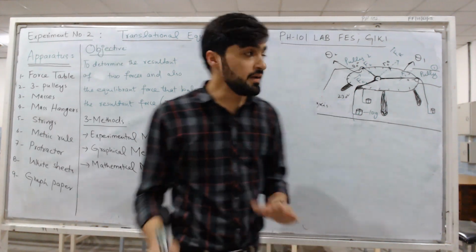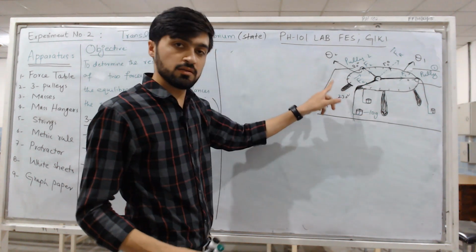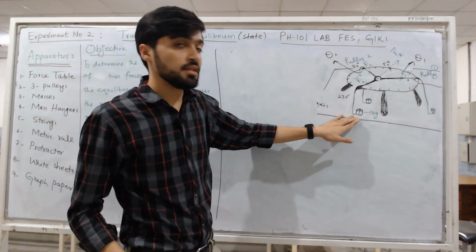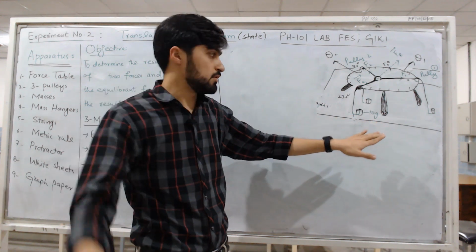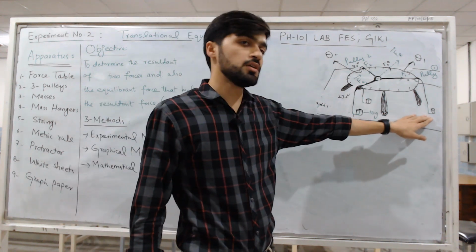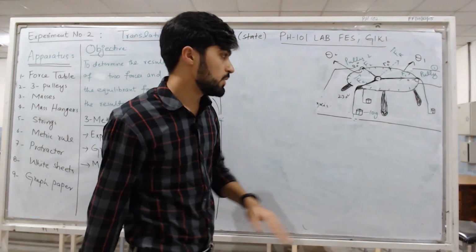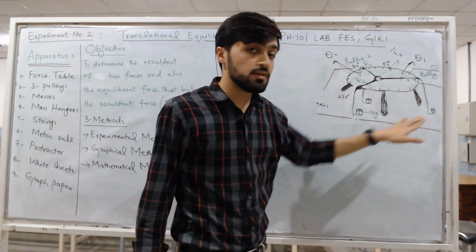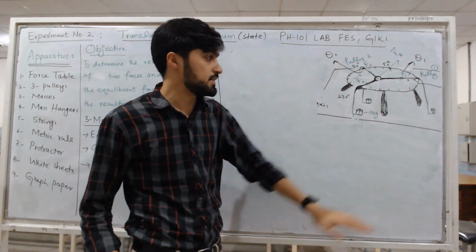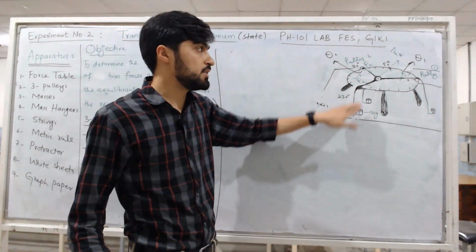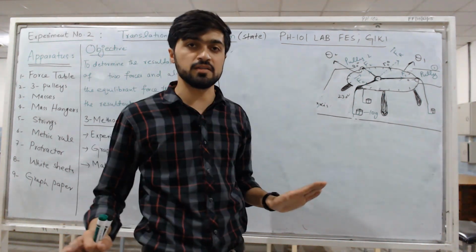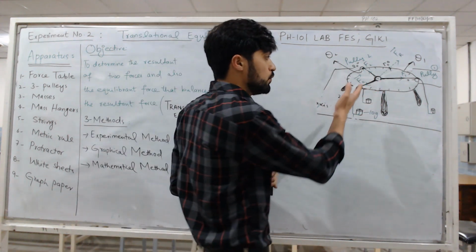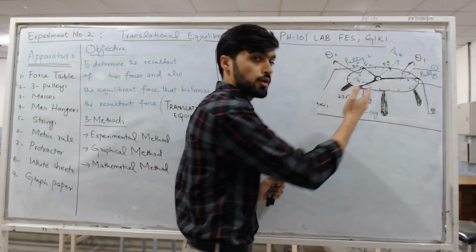You have to repeat this experiment for the same masses. Let's say 10 grams, 10 grams, 10 grams, including the mass of the hanger. Then you will repeat it with more masses, let's say 30 grams, 30 grams and 30 grams. Then in the third case, you will be using different masses, let's say 15, 20, 25. When you use different masses, you will have to adjust the pulleys accordingly.